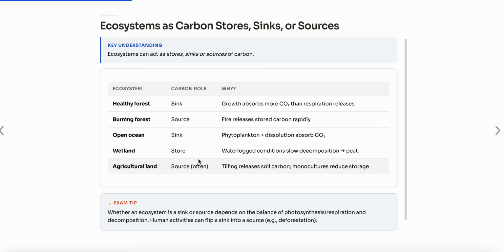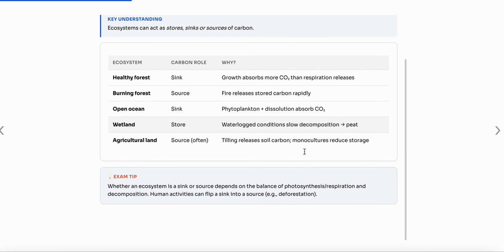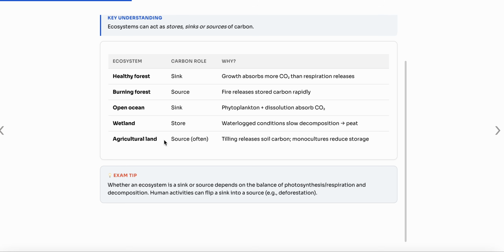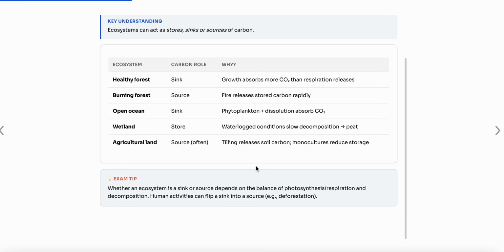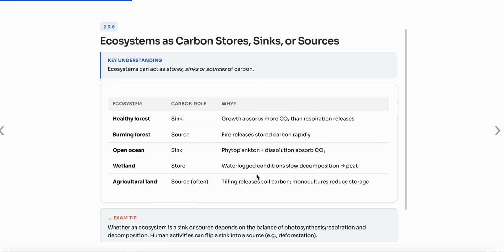Wetlands can be called a store, because of waterlogged conditions such as those present in mangroves, swamps and marshes, where the decomposition process decreases. Agricultural land can often act as a source, because tilling, which is the process, releases soil carbon, and monoculture reduces storage. So whether an ecosystem is a sink or source depends on the balance of photosynthesis or respiration and decomposition, because human activities can also flip a sink into a source.